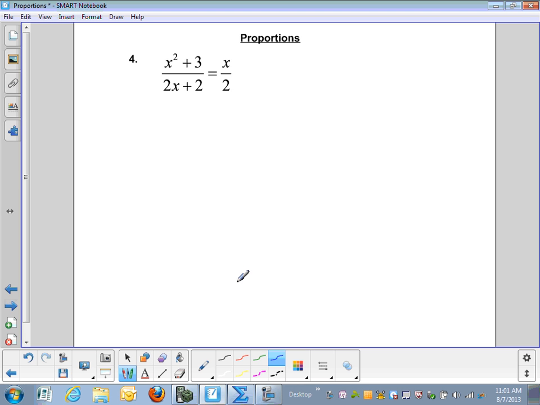All right. Here we have an algebraic expression in the numerator and denominator again. Ooh, and we have an x squared. So let's see. So the first step is put parentheses around your algebraic expression. We're going to go ahead and cross multiply. 2 times x squared plus 3 equals x times the quantity 2x plus 2.